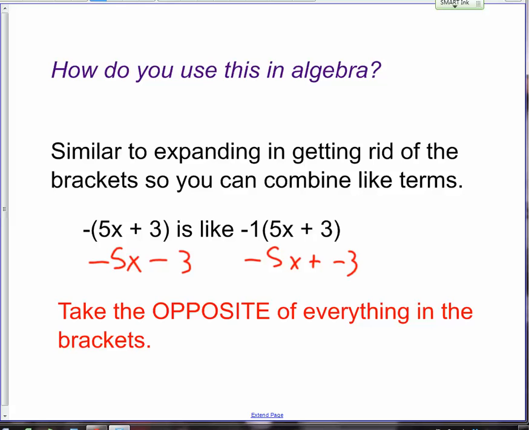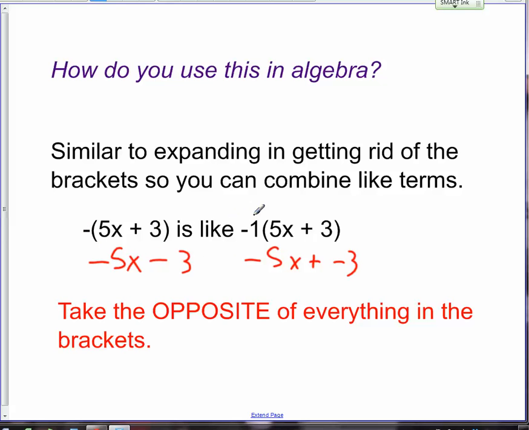And how do you use this in algebra? Well, similar to expanding to get rid of the brackets so you can combine like terms, same thing. So the opposite of 5x plus 3 is just like -1 times 5x plus 3. So I can think of this two ways. I can take the opposite of everything in the brackets. In the brackets, that's positive, so it becomes minus. Instead of adding 3, I subtract 3.